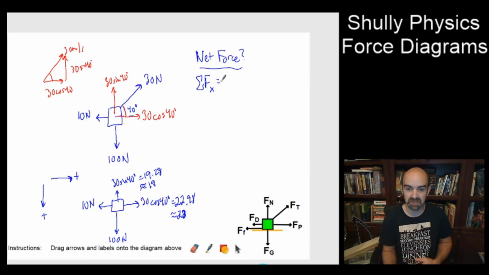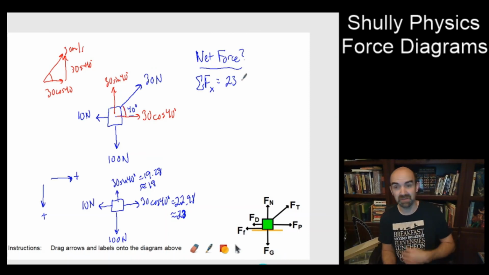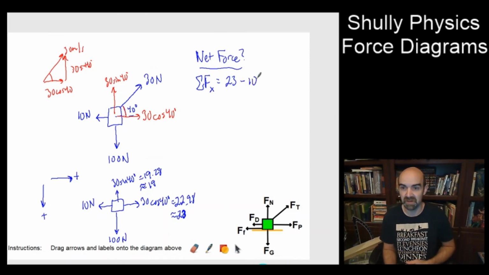As long as you've got those two perspectives, whatever answer you get out will be in terms of these directions. So in the x direction, I have 23 to the right, and then 10 to the left. So you can do plus a negative 10, or you can do minus 10. That force is going to the left there. And that gives me 13 newtons to the right. It's a vector, got to include that direction.